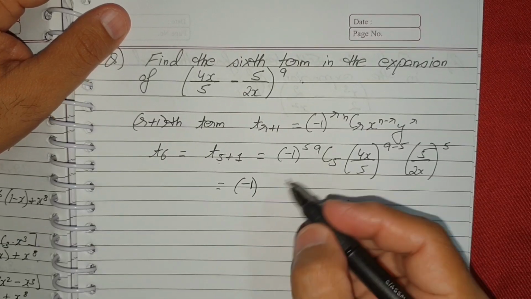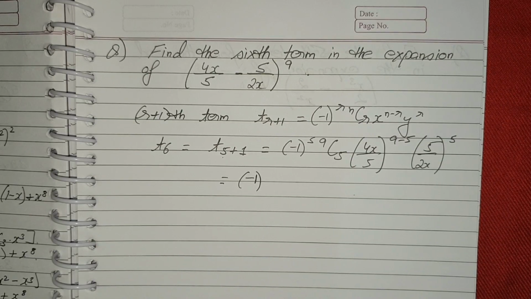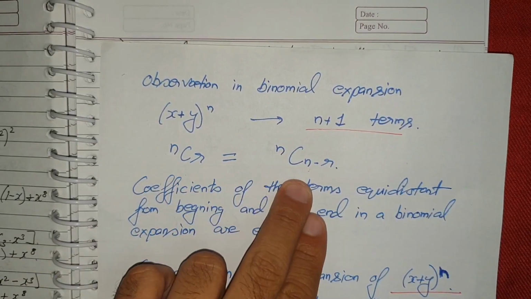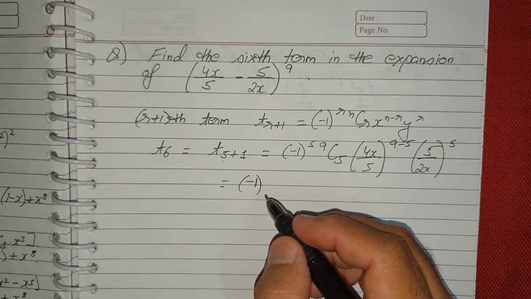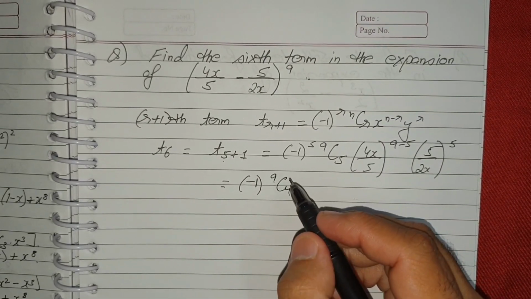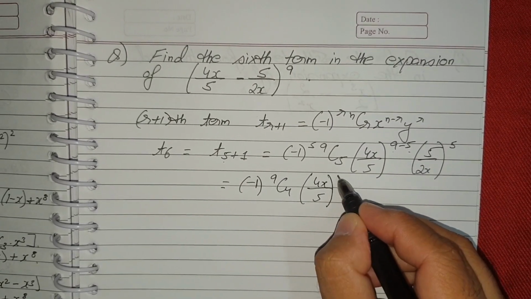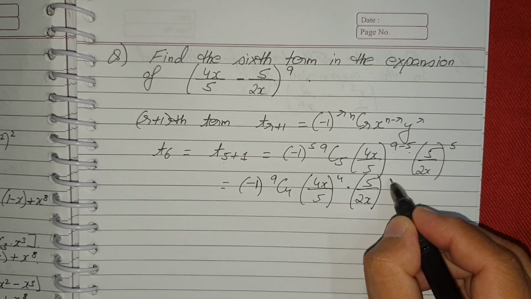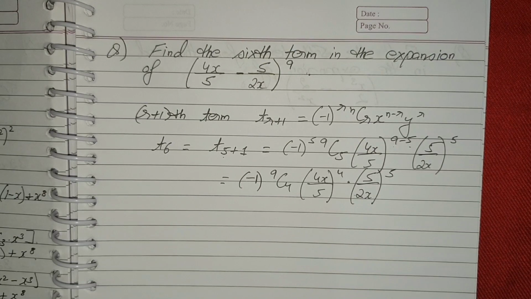Now 9C5, we can write as 9C4 also, because we have done that formula, nCr is equal to nC(n minus r). So you can write this as 9C4, and this is (4x by 5) to the power 4, and this is (5 by 2x) to the power 5. Now we have to solve 9C4, and this will be our sixth term only.